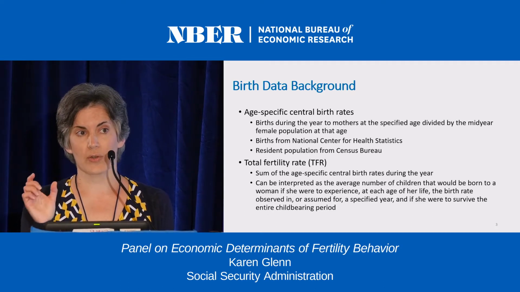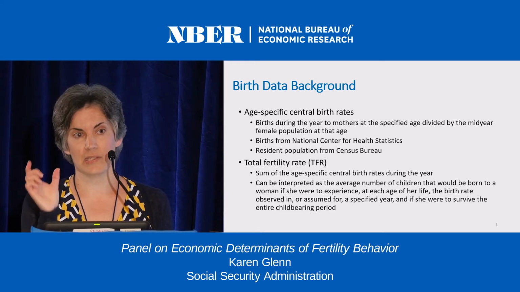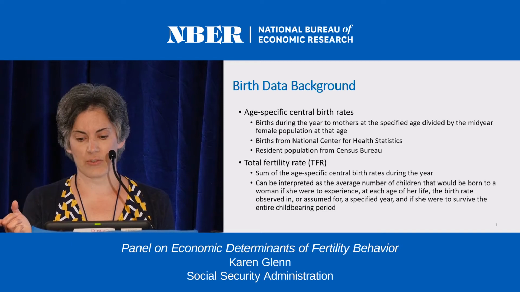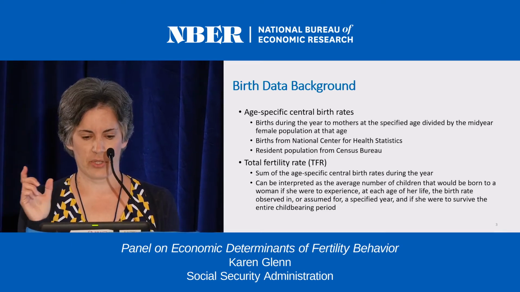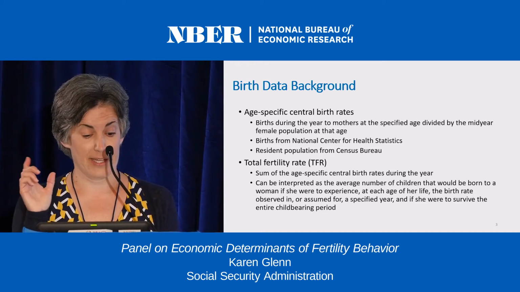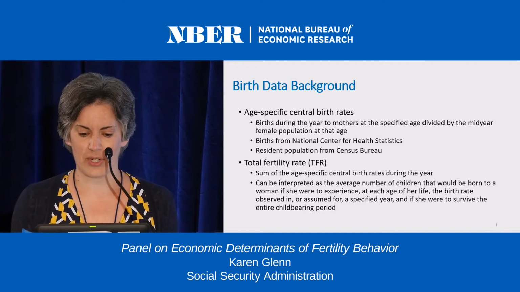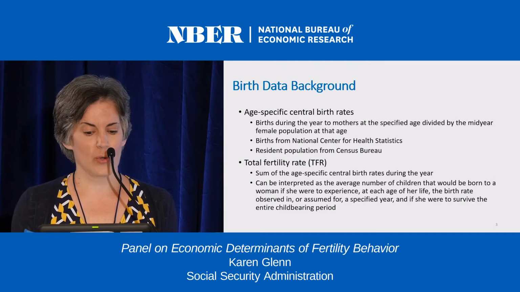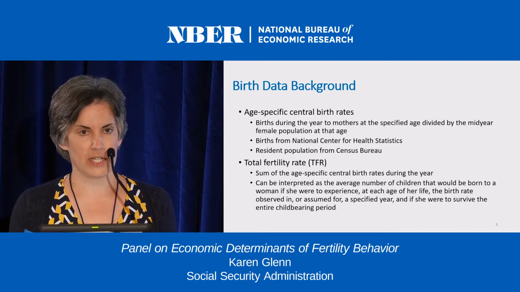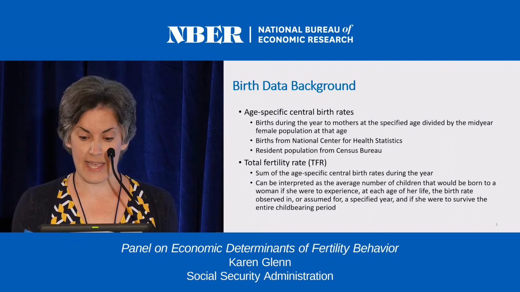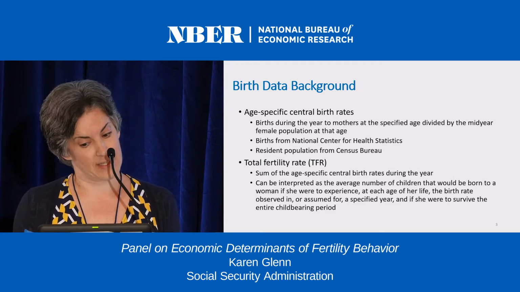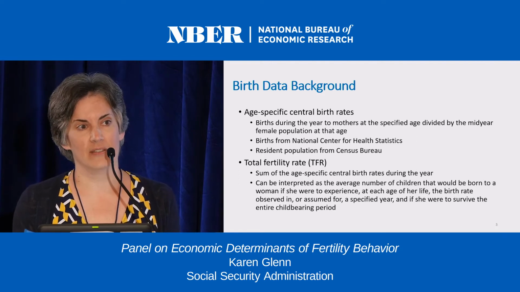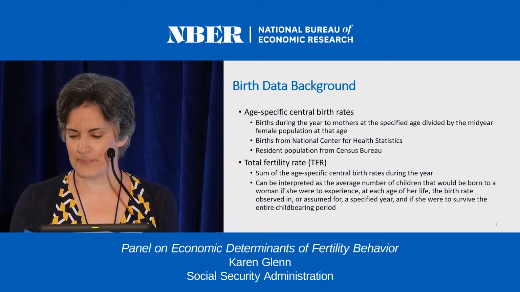So one really critical point is that this is for a specific year. It's a period measure, not a cohort measure. And this final bullet is a little bit of a mouthful, but the TFR can be interpreted as the average number of children that would be born to a woman if she were to experience at each age of her life the birth rate observed in or assumed for a specified year, and if she survived the entire childbearing period.